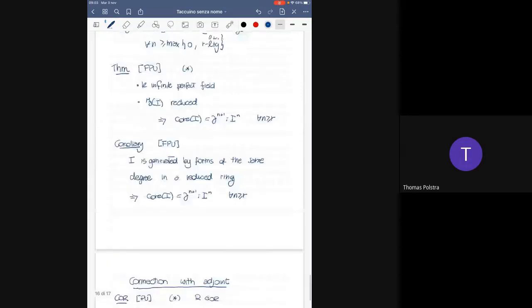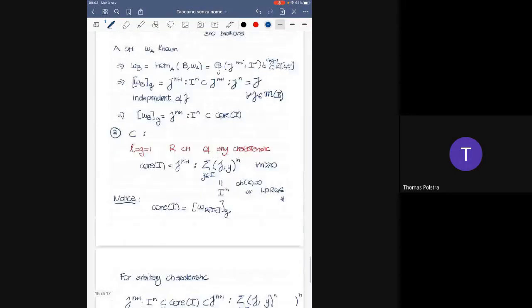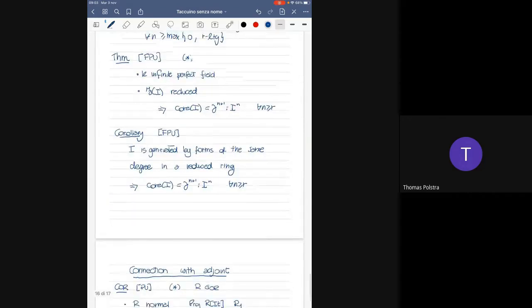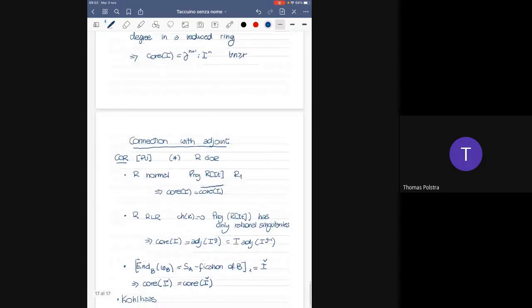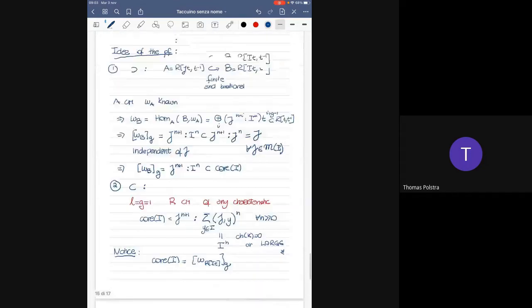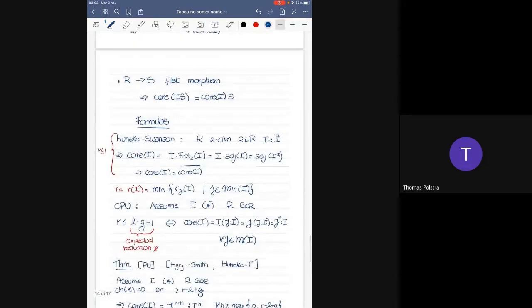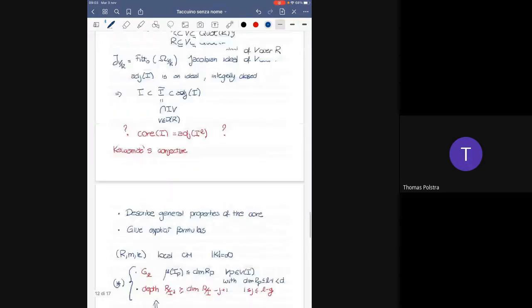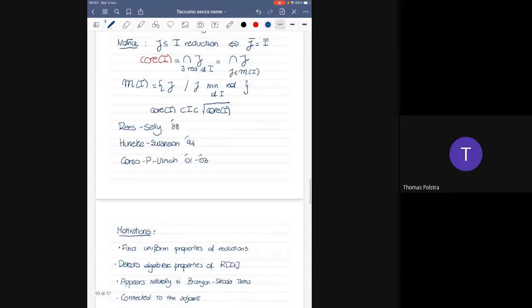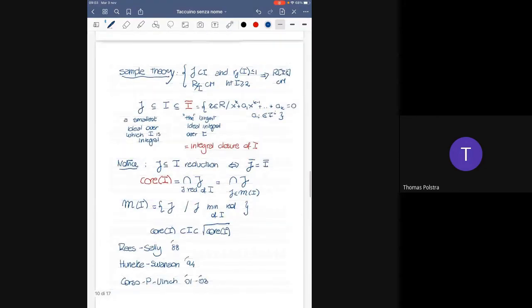So I have a question. Right, so your theorem is that under appropriate hypotheses, the core is a finite intersection of reductions. So out of curiosity, if you do not have appropriate hypotheses, are there nice examples where the core cannot be realized as a finite intersection of reductions?